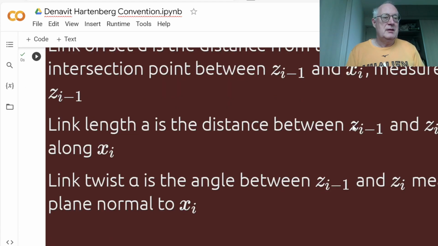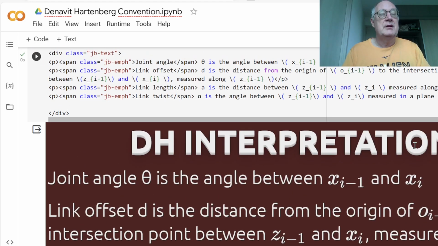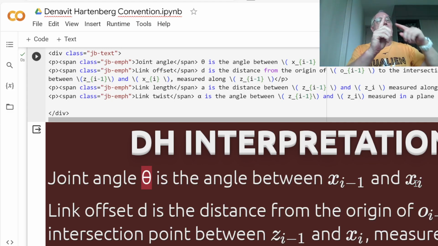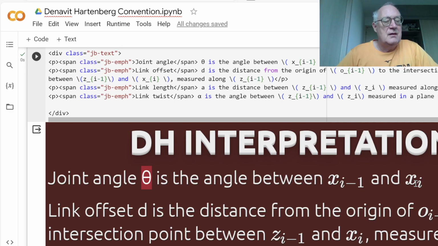So now let's think about the interpretation of the Denavit-Hartenberg convention. The joint angle theta is the angle between the previous x-axis and the next x-axis. Right? Because we have z, then we have an x-axis that intersects. We also have the previous x-axis, so the angle between those two is called theta. The link offset, the distance from O_{i-1} to the point where the two intersect, is d.